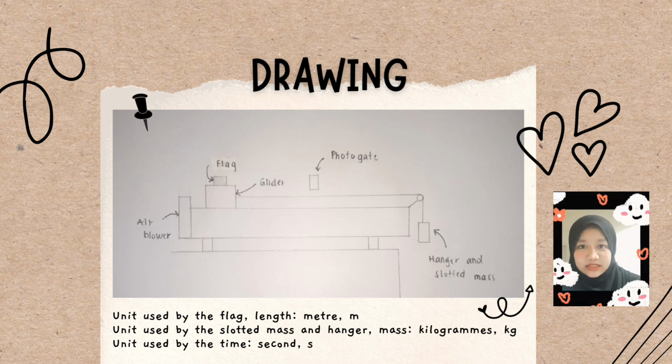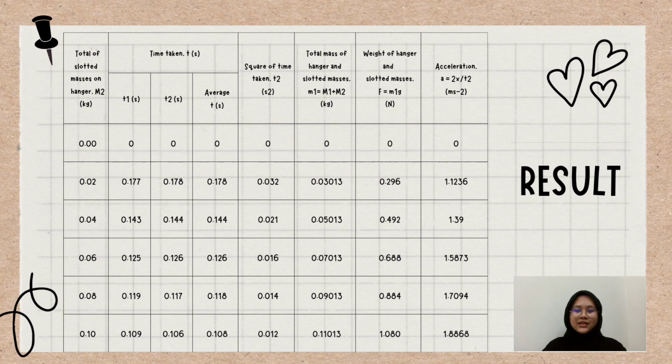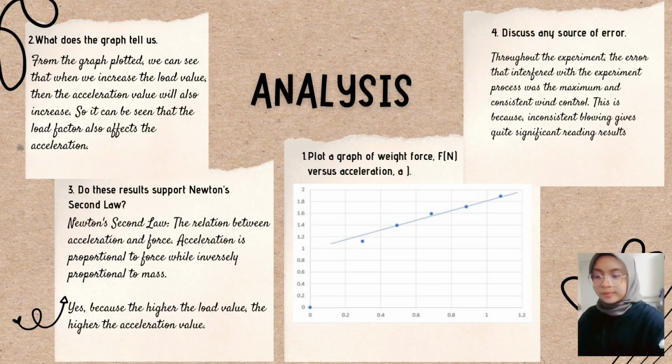As you can see from the screen, this is the sketch of the apparatus from the experiment. This experiment includes multiple types of units for measurement. For the flag, they use meters to measure the length of the flag, for the time the glider slides past the photo gate, they use seconds, and for the slotted mass, they use kilograms. So these are the results that our team got for the linear motion experiment.